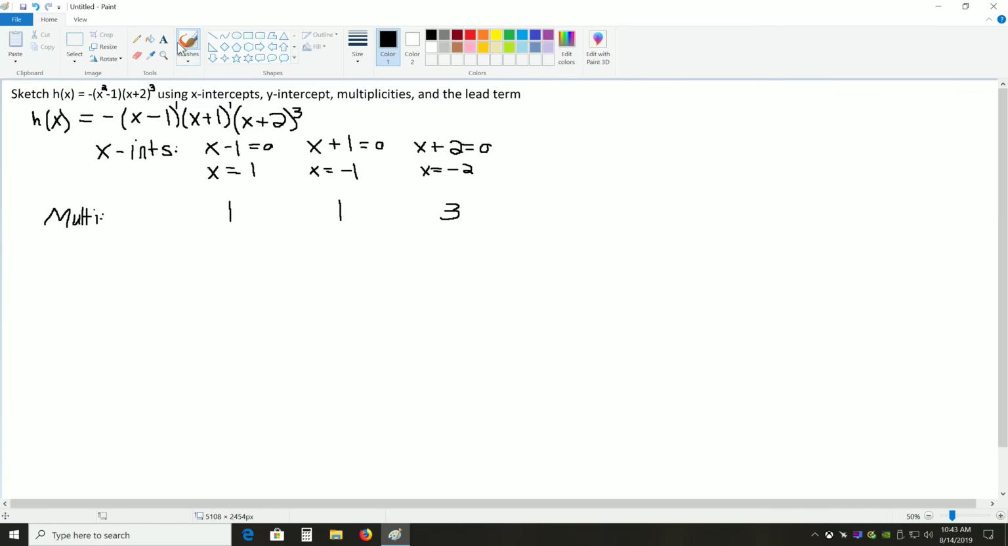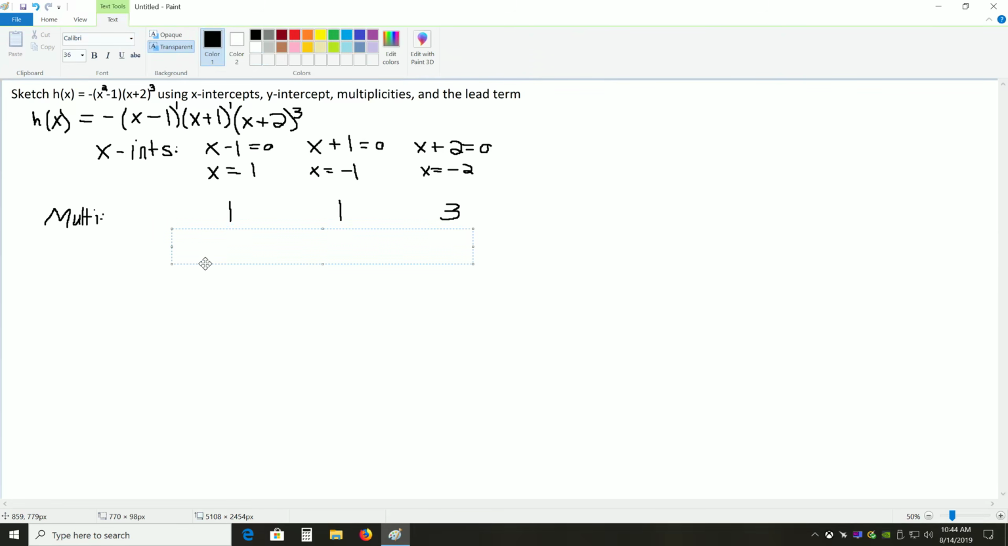So what does each of these mean? Well, let's just make a quick note here. For the multiplicity of 1, that means the graph passes through this x-intercept. Again, for a multiplicity of 1, it means the graph passes through. And then finally, for a multiplicity of 3, it means that the graph passes through the x-intercept with a curve.